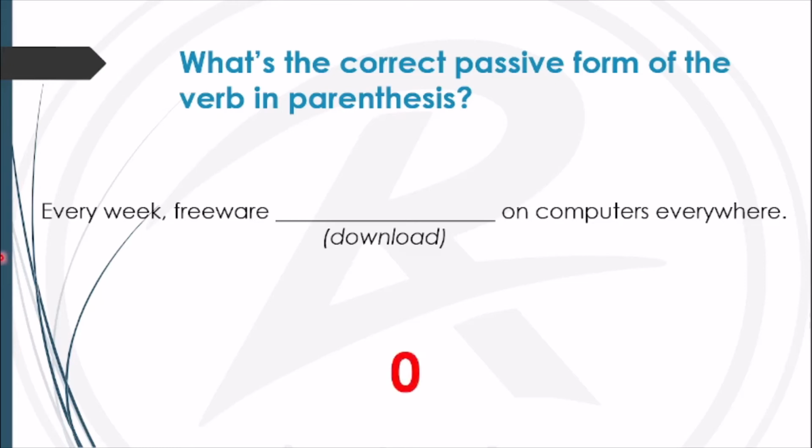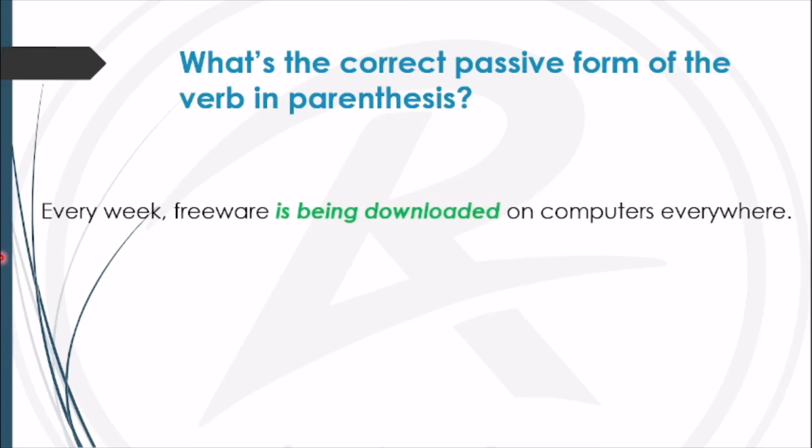And 0. So if you say the present continuous passive form, you are correct. Every week, freeware is being downloaded on computers everywhere. Some keywords in this example are the time expressions: every week, everywhere. So every week, freeware is being downloaded, the present continuous, and this is an ongoing action because this happens everywhere, every week.